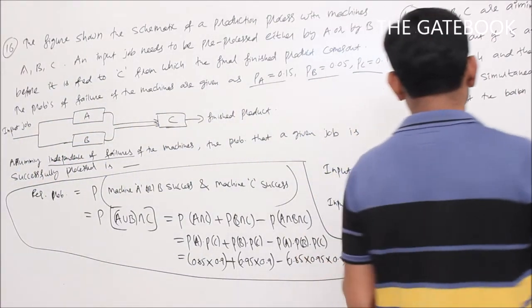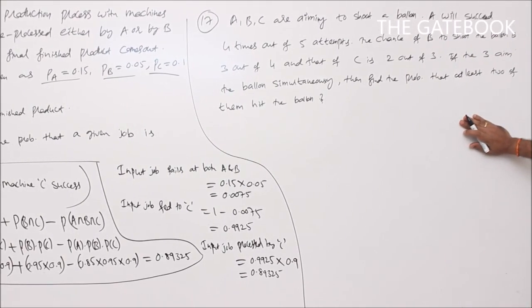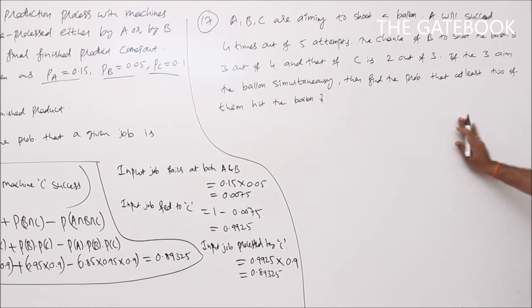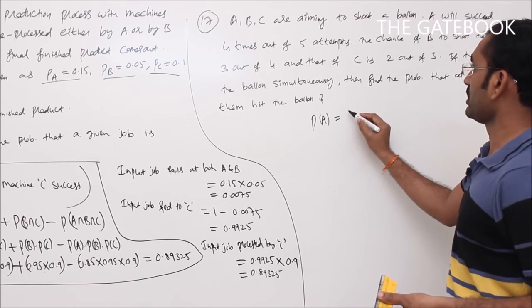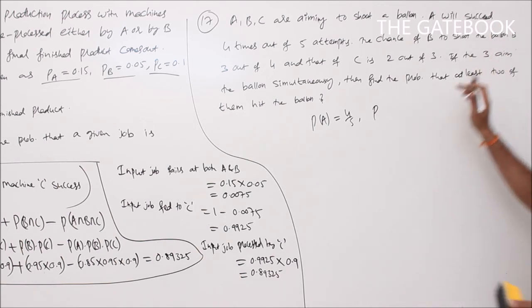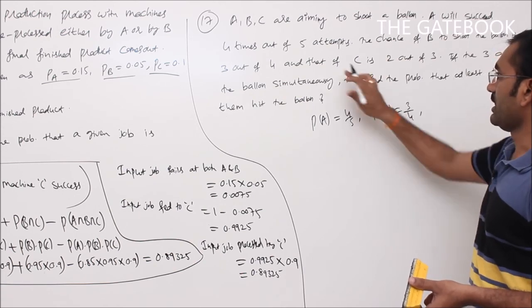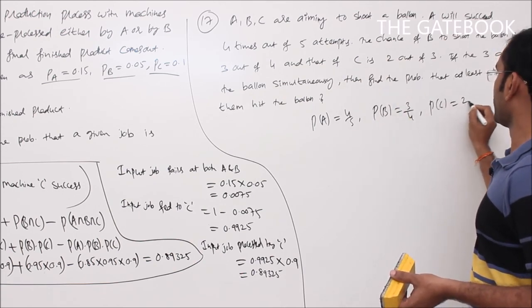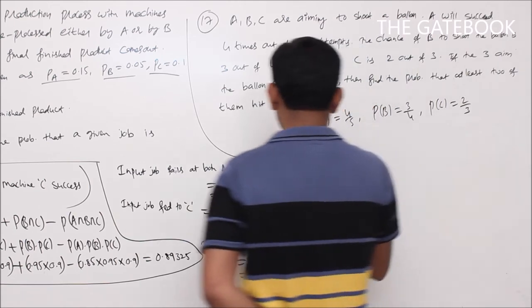Now coming to question number 17. A, B, C are aiming to shoot a balloon. A will succeed 4 times out of 5 attempts. So the probability of success by A, P of A, is 4 by 5. The chance of B shooting the balloon is 3 out of 4, that is 3 by 4. And that of C is 2 out of 3, 2 by 3. If the three aim at the balloon simultaneously, then find the probability that at least 2 of them hit the balloon.